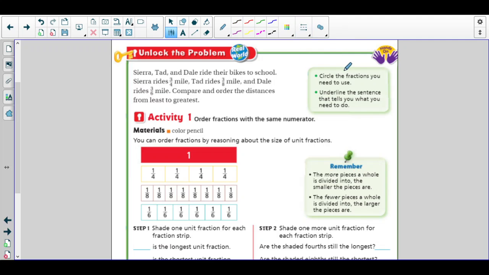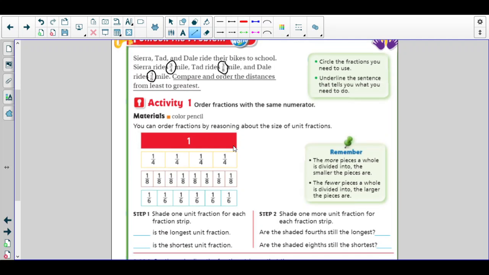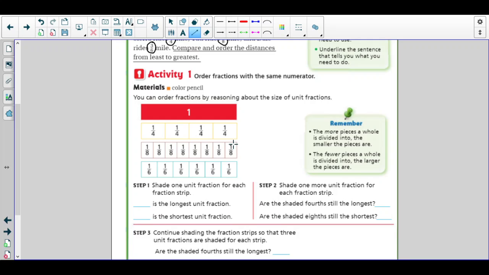And let's see, circle the fractions you need to use. So we have 3/4, 3/8, and 3/6. Underline the sentence that tells you what you need to do. And that sentence is this one. Compare and order the distances from least to greatest. So what we can do is order the fractions with the same numerator.